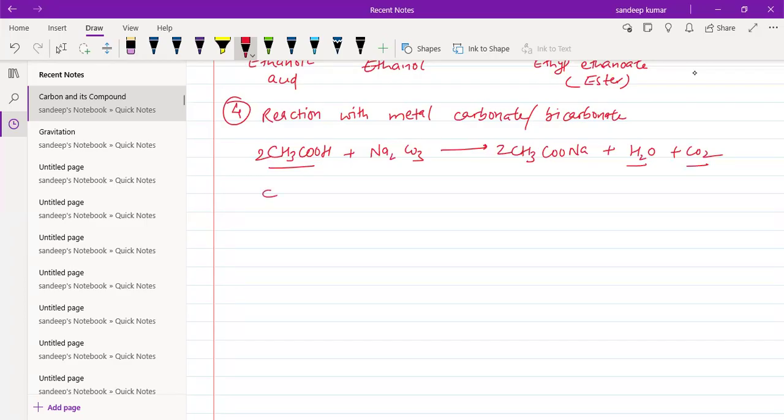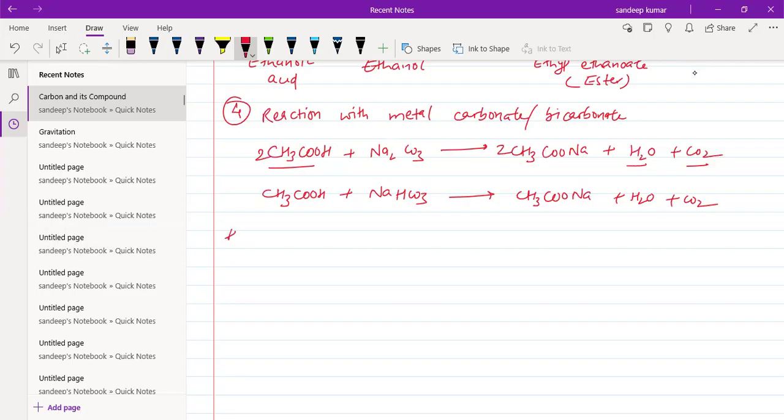Even if you take a bicarbonate, CH3COOH, when it reacts with sodium bicarbonate NaHCO3, the same product is there, children. CH3COONa plus H2O plus CO2. Is it clear? This is the reaction with the metal carbonates and bicarbonates.